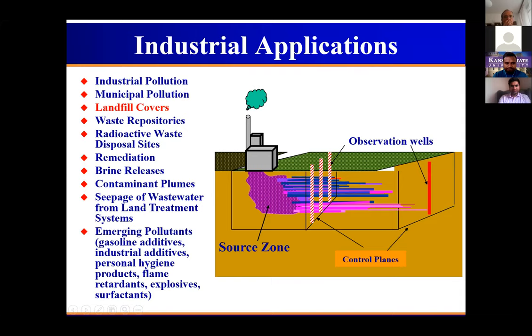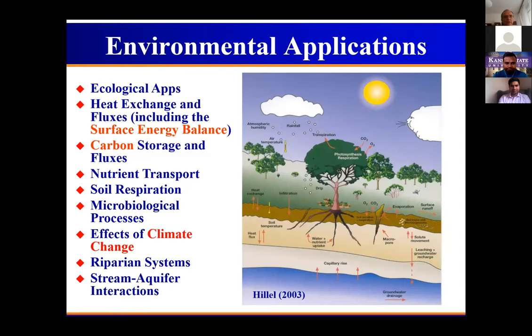The second large group are industrial applications. So those are applications which deal with various industrial pollution, municipal pollution, industrial leaks, various repositories for different types of waste, for radionuclide waste, for municipal waste, etc. And finally, we have environmental applications where we deal with various ecological applications. HYDRUS can solve the heat transport equation, carbon dioxide transport, etc. So it can deal with a lot of ecological problems.